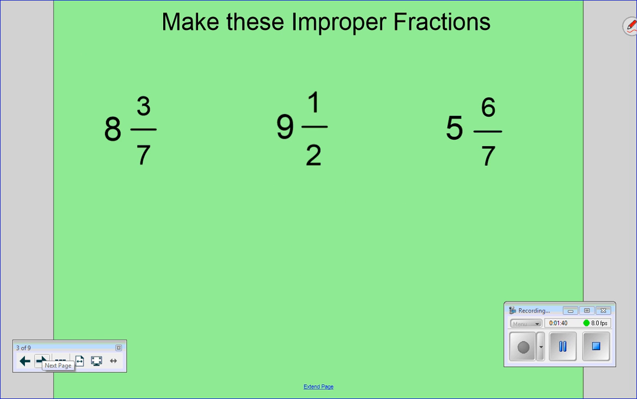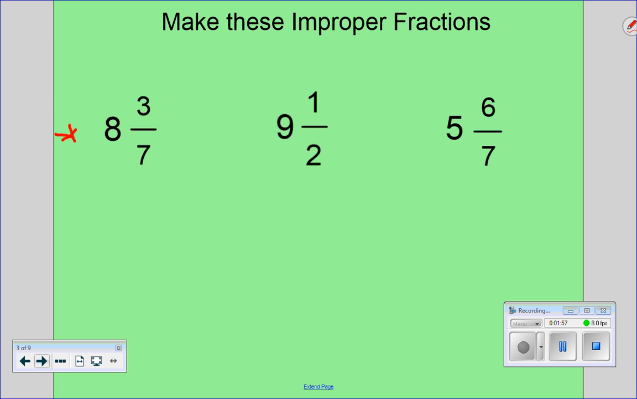Let's practice. Let's just do them together. If you don't want to write them in your notebook, fine. If you want to write one in your notebook, great. But you don't have to write all of them. So let's make these improper fractions. Let's look at this first one here. Tell me what I'm going to do to make this an improper fraction.